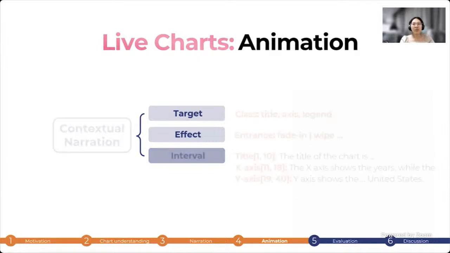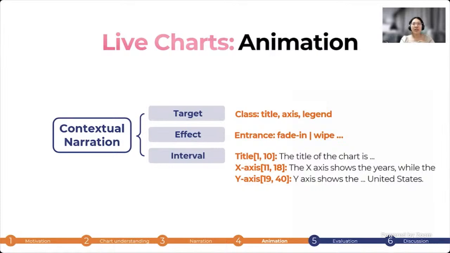For contextual narrations, the target is title, axis, or legend. The entrance can be some simple ones like fade in. The word intervals are like from the first word to the 10th word for title, 11 to 18 for x-axis, and so on.